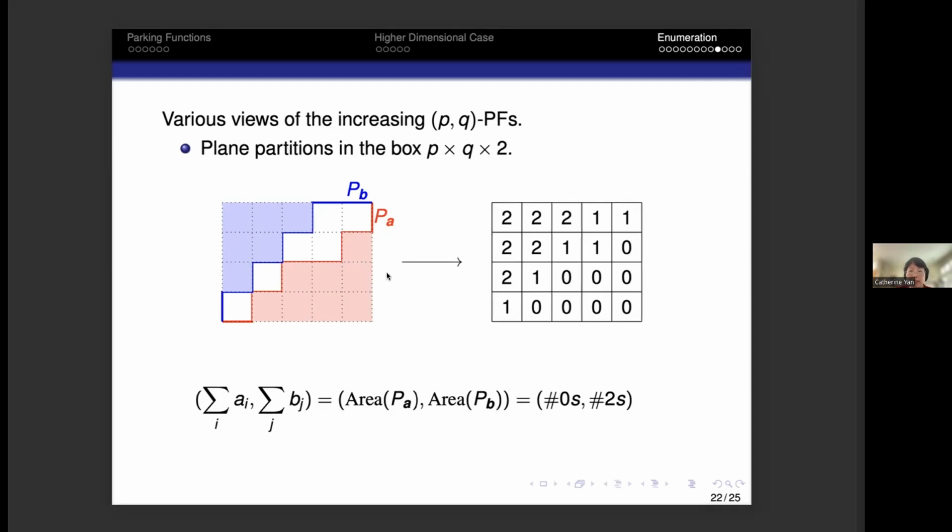Another way to see this is changing this picture into a plane partition by filling the red, white, and blue parts with the integers 0, 1, 2. So this is a special case of a plane partition. What I'm interested in is how many zeros and how many twos there are in the plane partition. I didn't find a formula available to help me count this.